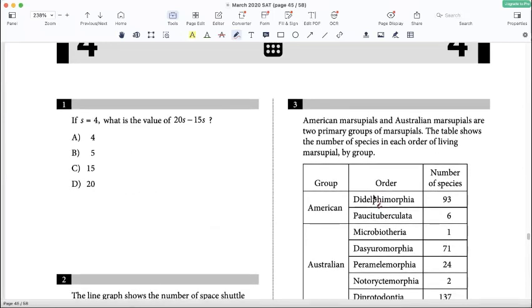Question 1. If S is equal to 4, what is the value of 20S minus 15S? So 20S minus 15S will be 5S. So that's 5 into 4, which is 20.